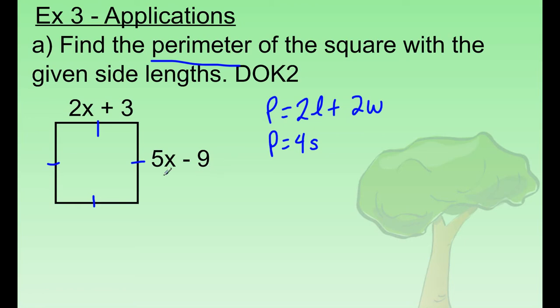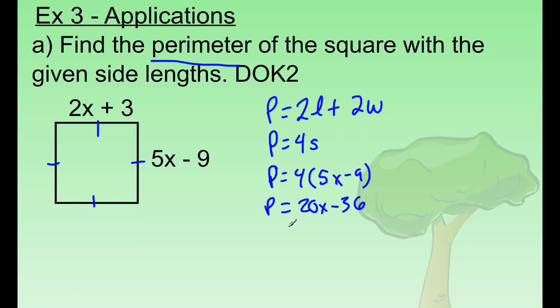Well, I can't just plug this in there, because the problem would be if I plug in one of these side lengths. Essentially they should be the same because it's a square. So if I plug one of these in for s, perimeter equals 4 times 5x minus 9. And I would distribute, I would get 20x minus 36. The problem is, I still have 2 variables. I have a p and an x.